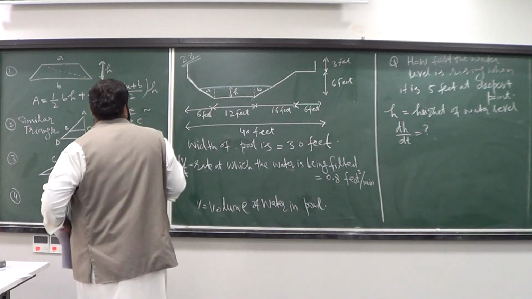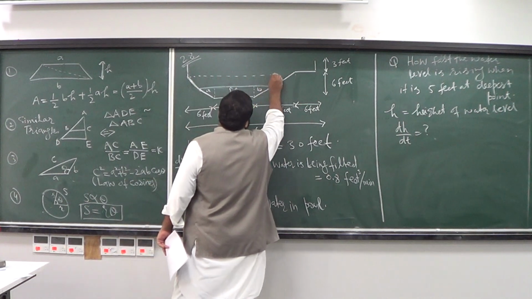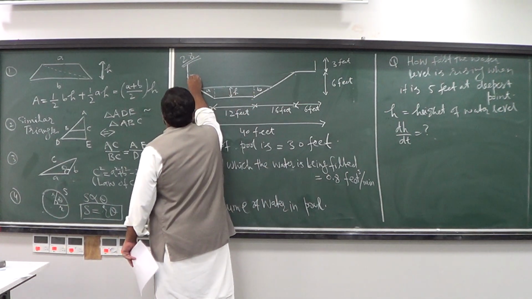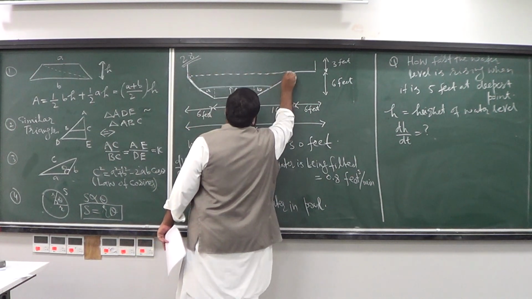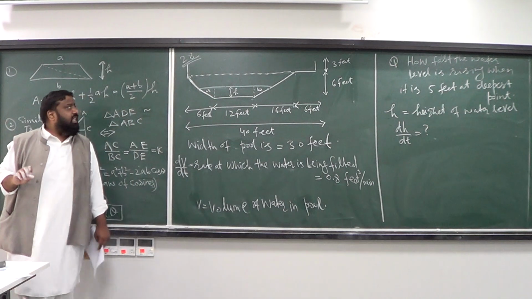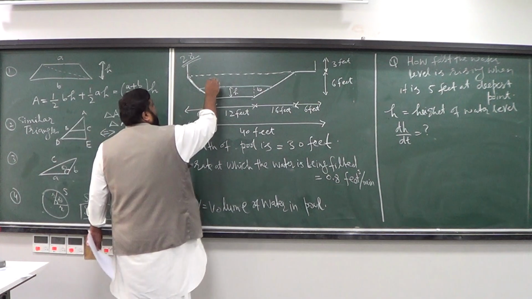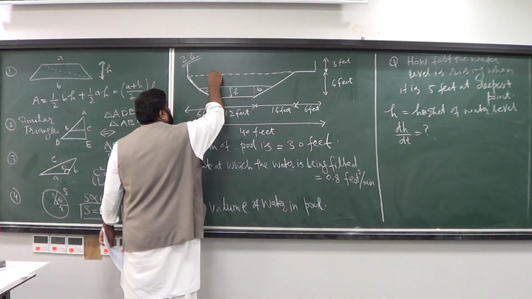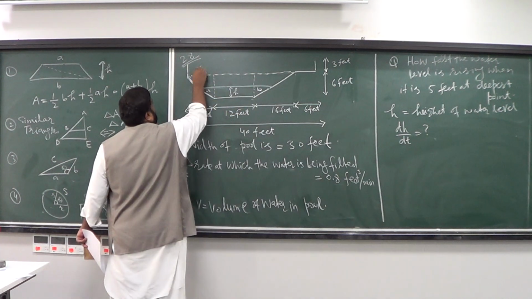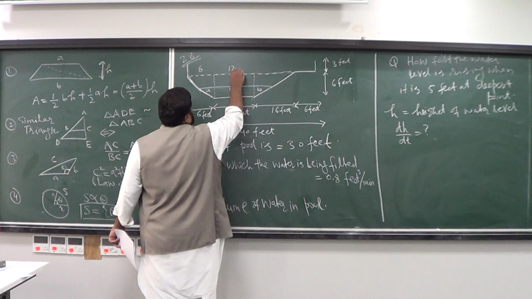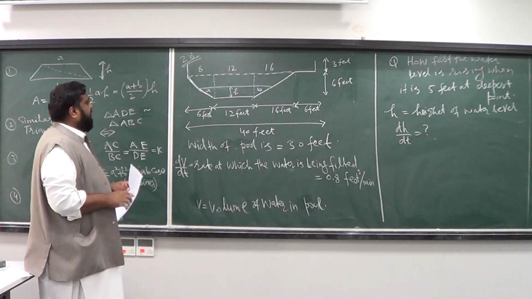Now say this level, we have a lot of information about this level. Water has not reached up to this level. This is important. So if I extend these 2 lines, then I know that this is 6 feet, this is 12 feet, and this is 16 feet. So this information is given to me.